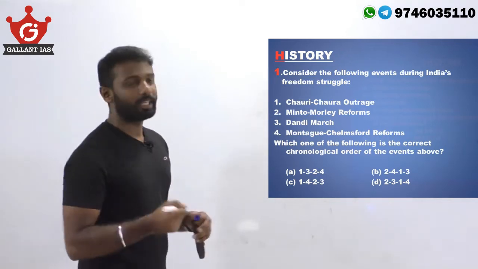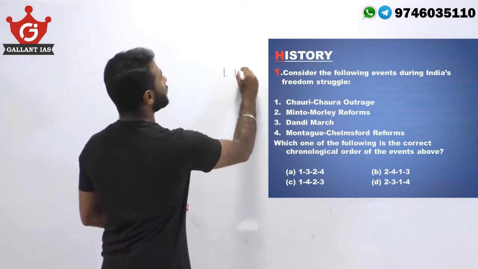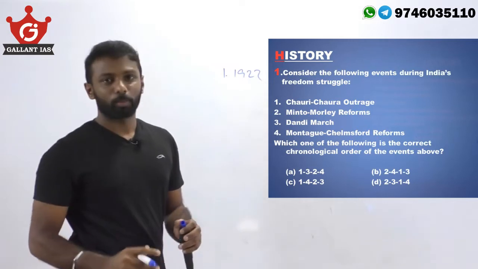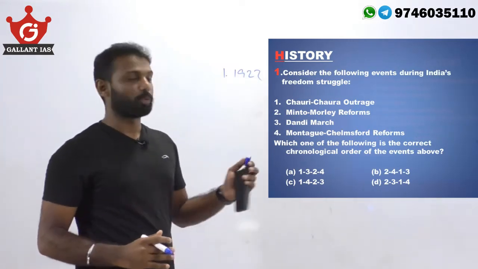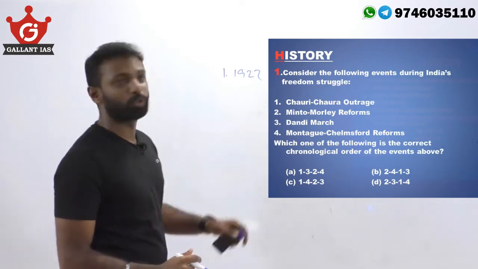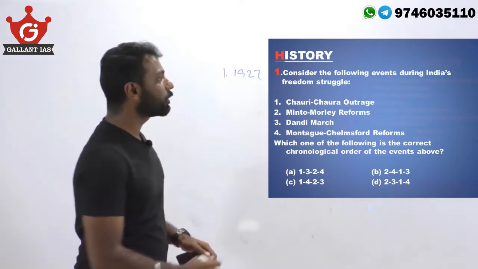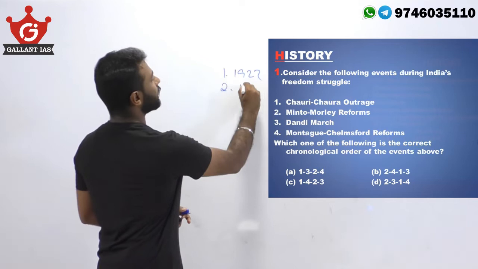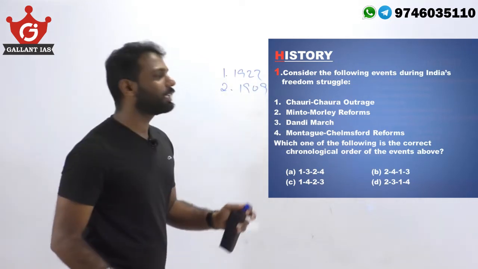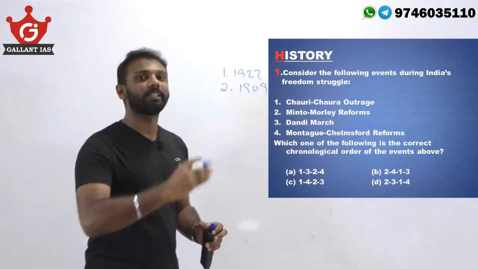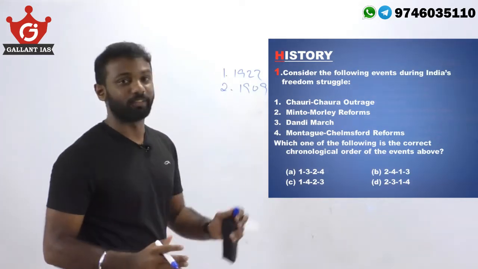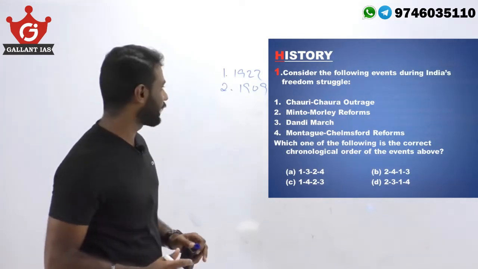So the Chauri Chaura incident happened in 1922 during the non-cooperation period. The violent mob attacked and set fire to a police station. Regarding the Minto-Morley reforms, it was in 1909. Actually, it is a constitutional reform, which tries to increase the participation of Indians in governance, and it happened in 1909.